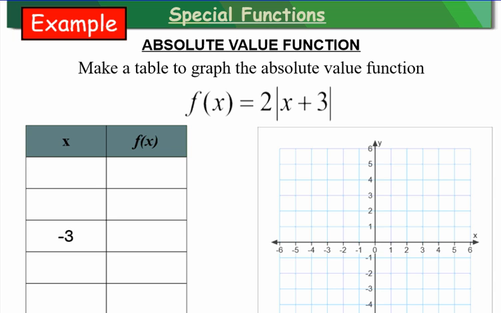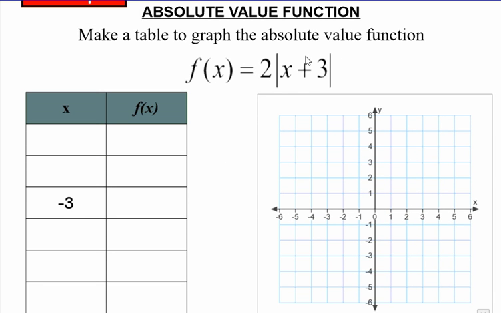I'm going to try one more, then I believe I'm going to have you try a couple. So here we go. This one I know is going to shift left 3. What value for x would make this thing be 0? Because that's where my vertex is going to be located in its x coordinate. It would be -3. So -3 is going to be the center of my table. It's going to be where my vertex occurs. If I put -3 in the equation, -3 plus 3 is 0. 0 times 2 is 0. So I know my vertex is actually going to be right there.